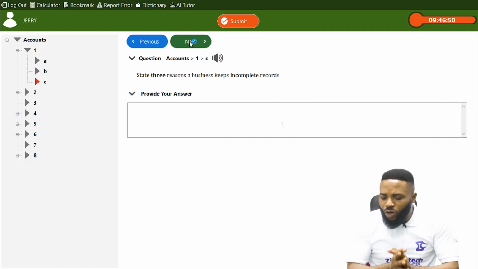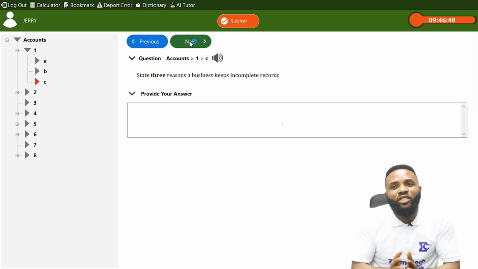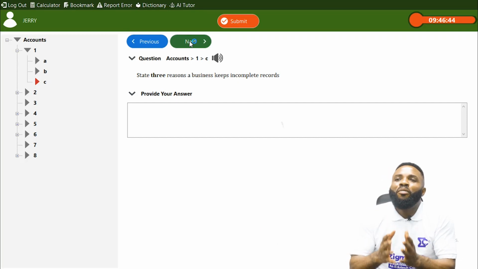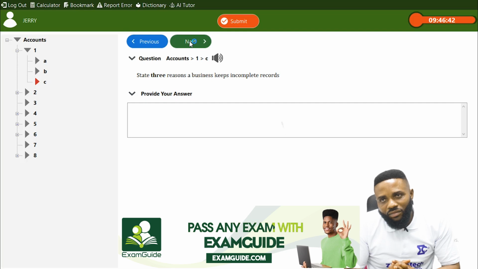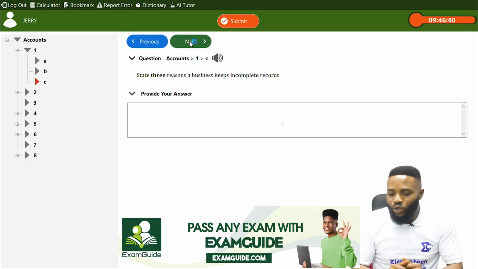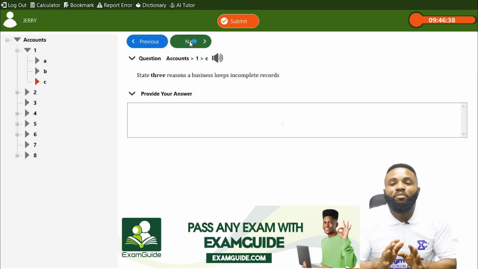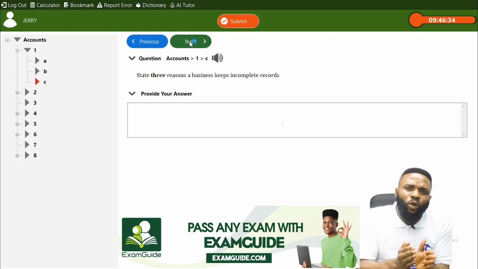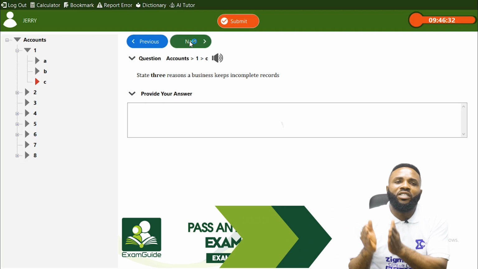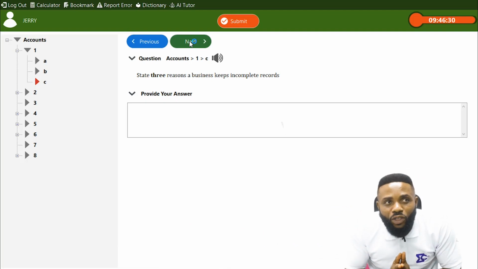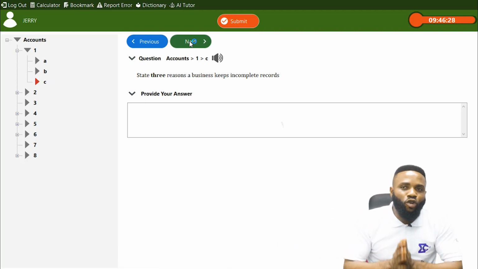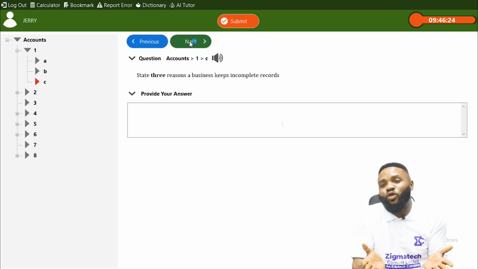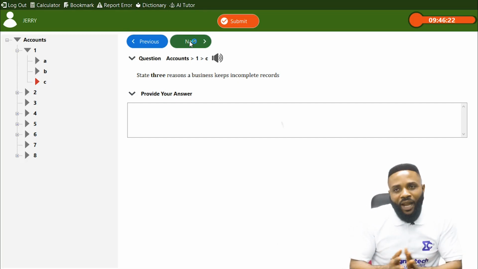And then the third one is that it is less cumbersome. You know, some people say double entry is labor intensive. It is very stressful. So they just want to do something that will make it very easy and simple. They don't want to follow double entry principle because they feel that it is very, very cumbersome. So because incomplete record or single entry is less cumbersome, they may want to apply it.